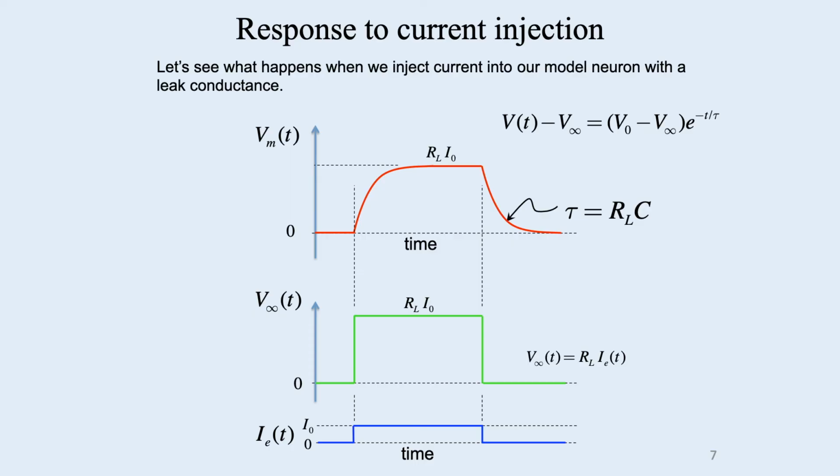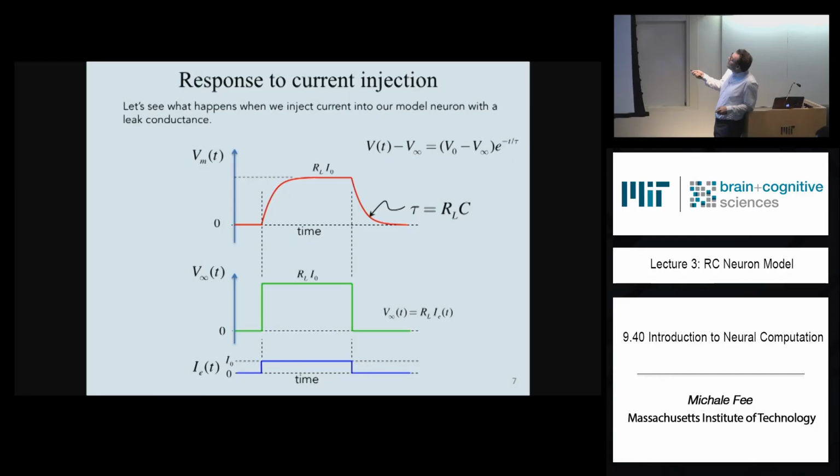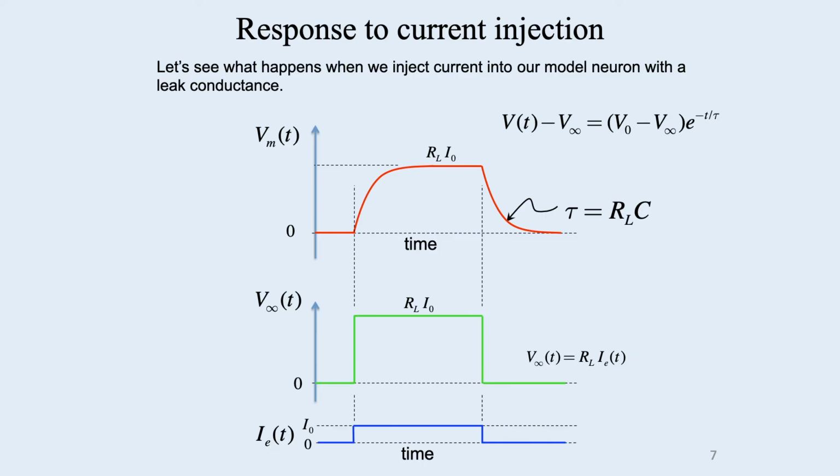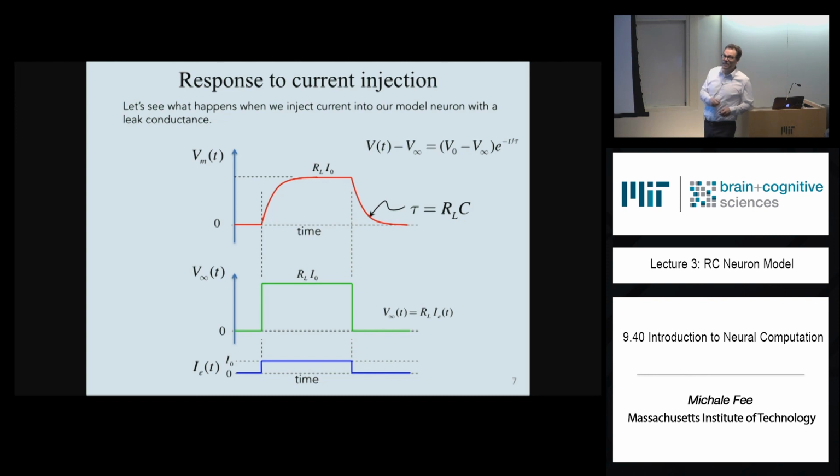And you can solve this differential equation that was on the previous slide for periods where the injected current is constant, where V infinity is constant. And what you can see is that the voltage difference from the current V infinity relaxes exponentially to 0. It starts out at the initial voltage minus V infinity, and you multiply that difference times an exponential that decays to 0, and so the voltage difference between the voltage and V infinity decays.